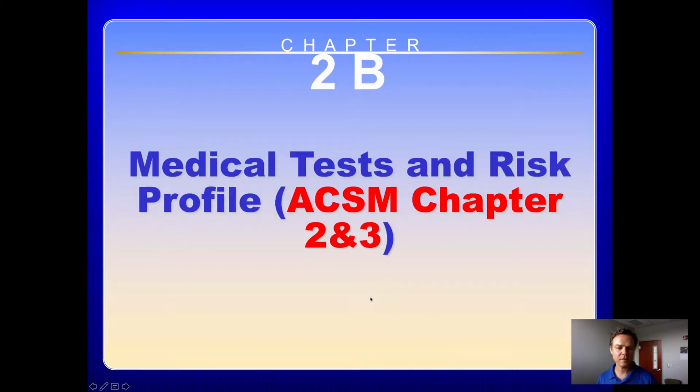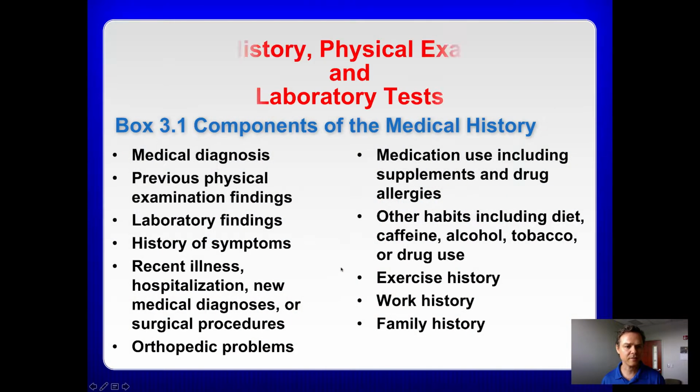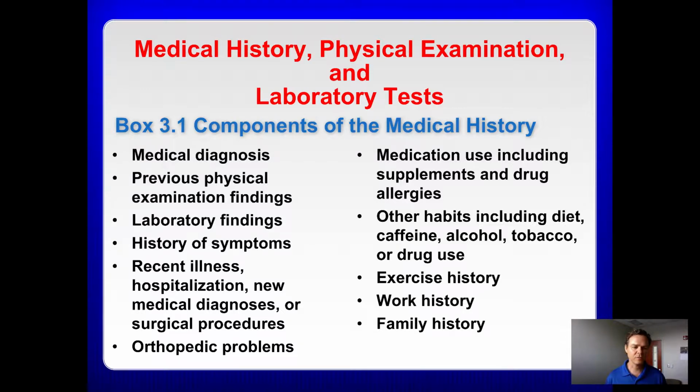Okay, Chapter 2B, Medical Tests and Risk Profile. So this one's relatively short. The medical history, physical examination, and laboratory tests, a lot of times the facility will determine what you are going to do. The components of a medical history, if you're in a medical-based facility, they're going to have forms. If you're in a corporate wellness type of facility, they will also have forms. They should be asking these sorts of questions in some form or another.